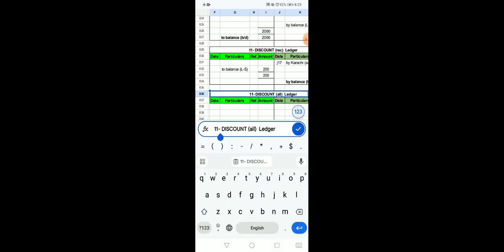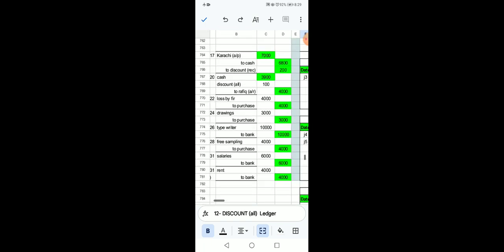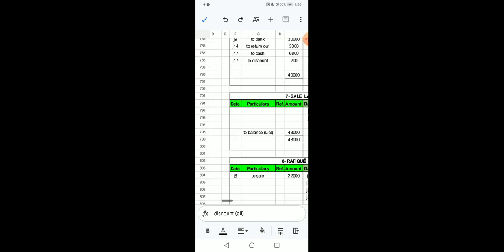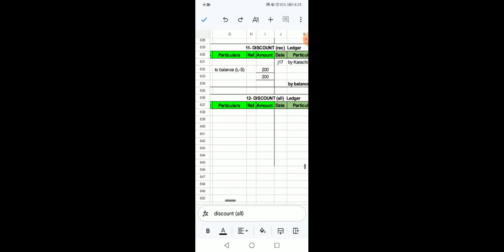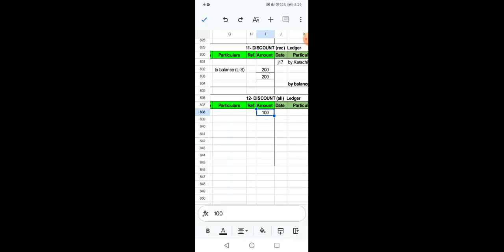One thing more, you are needed to change the number as well. Number is also very important. So go to the journal and see how many entries do have discount allowed. This is our first entry, January 20. Discount allowed is debited by 100 rupees. So go to discount allowed and write 100 on debit side.